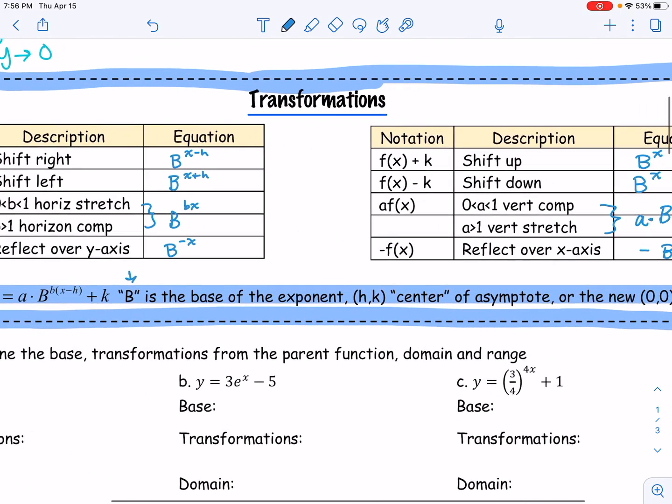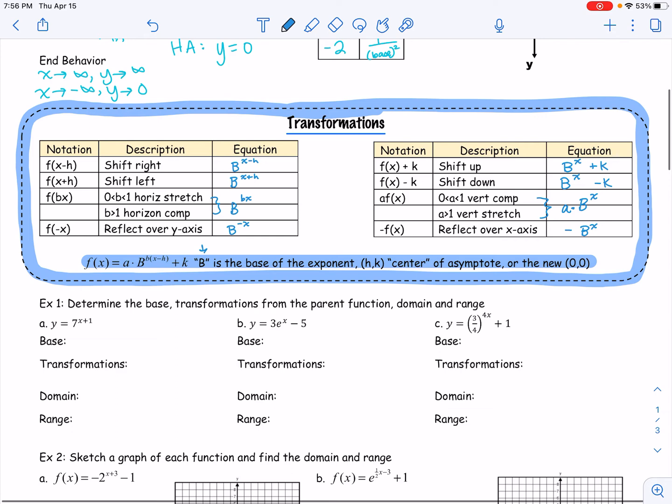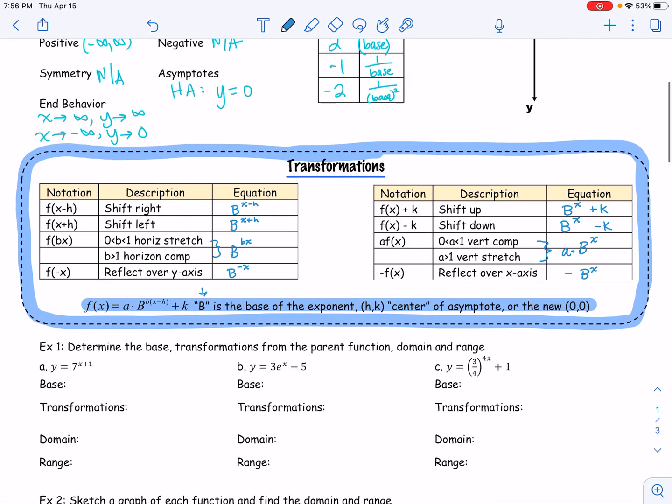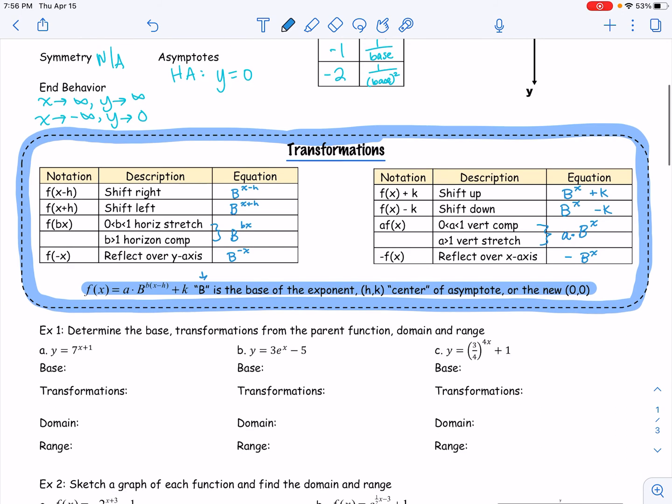Okay, so let's go ahead and get started. Before we do, I do want to make one important note. So typically, whenever we transformed a parent function, we would follow a specific pattern of graphing. And the first thing that we would do is we would move our quote-unquote origin by any shifts left or right, and that would be a point on the graph.